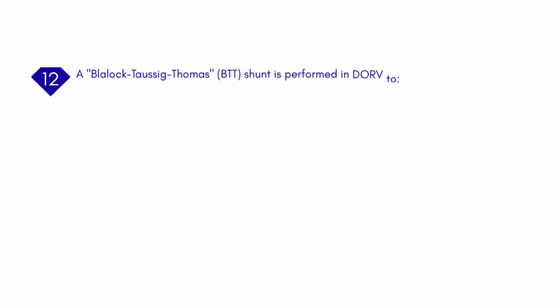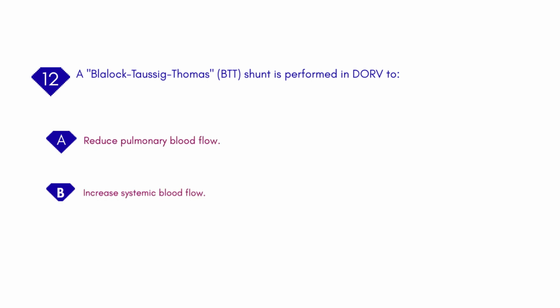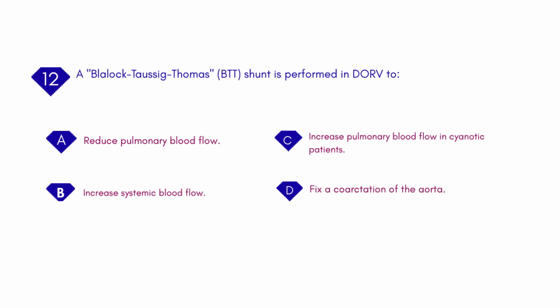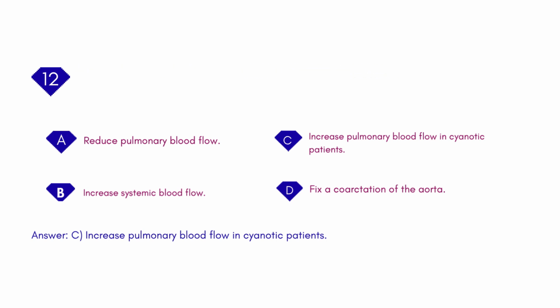A Blalock-Taussig-Thomas (BTT) shunt is performed in DORV to: A. Reduce pulmonary blood flow. B. Increase systemic blood flow. C. Increase pulmonary blood flow in cyanotic patients. D. Fix a coarctation of the aorta. Answer: C. Increase pulmonary blood flow in cyanotic patients.